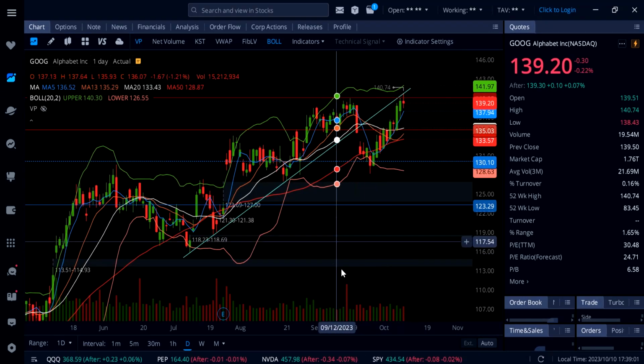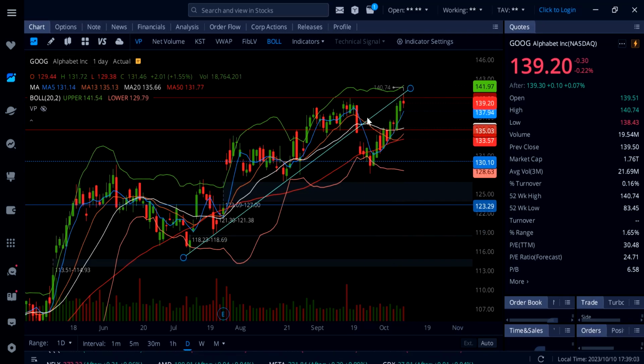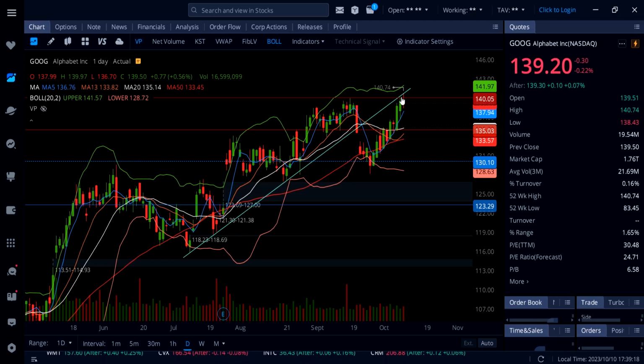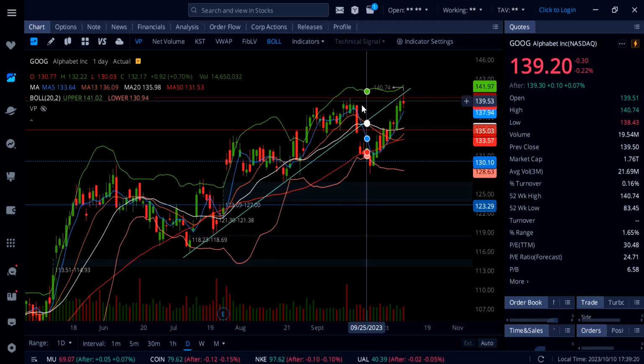On Google stock, for the second day, not breaking above this trend line right here and getting rejected at 140. Today we went slightly higher, almost 141. So this was a really good chance to short Google right here. But nothing big today unless you're swinging those puts or your short position on shares.